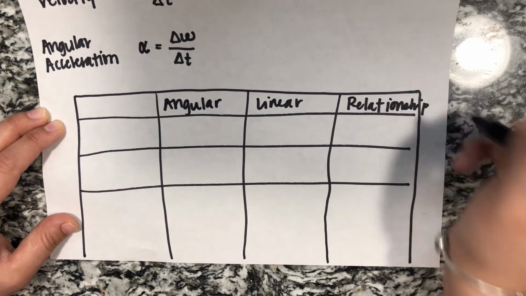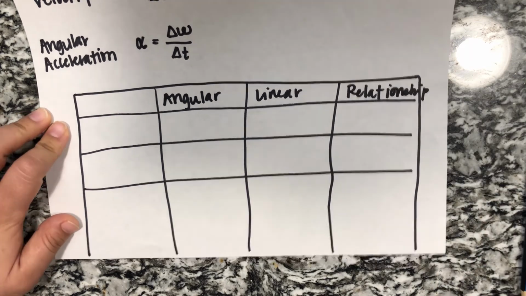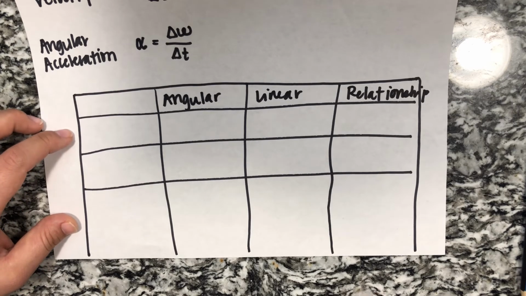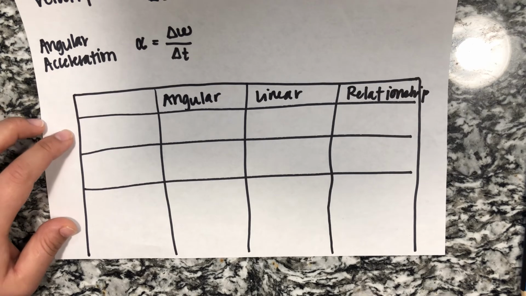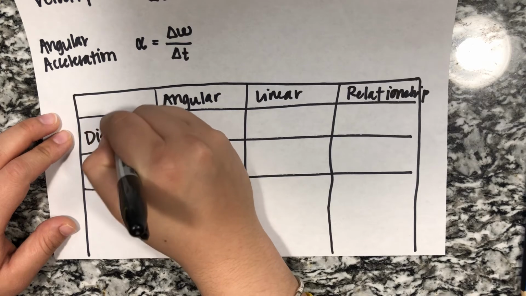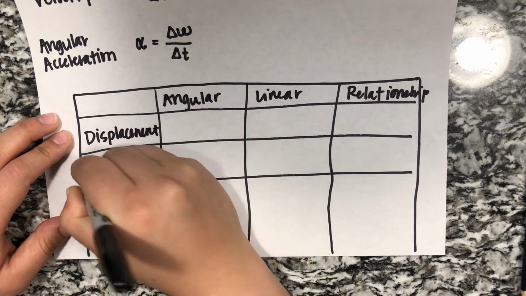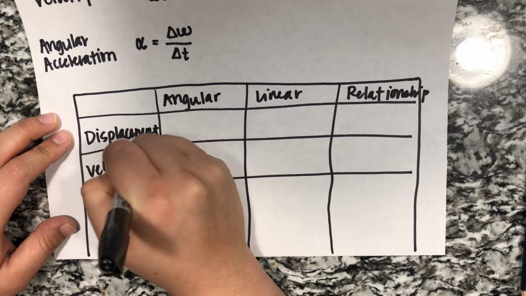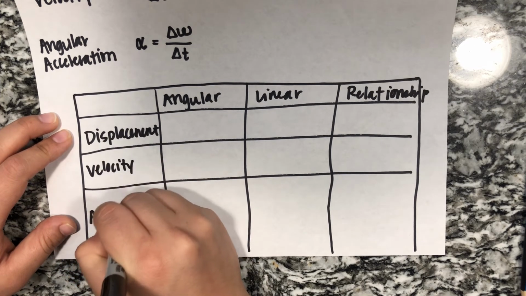So the point of this chart is to be able to relate our angular quantities to our linear quantities via some sort of formula that will be easy for you to use and find an angular given a linear, or find a linear given an angular. So for this row, I'm going to put displacement. This one's going to be velocity. And this one is going to be acceleration.